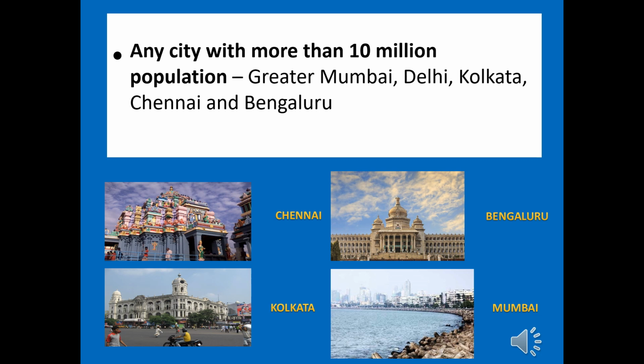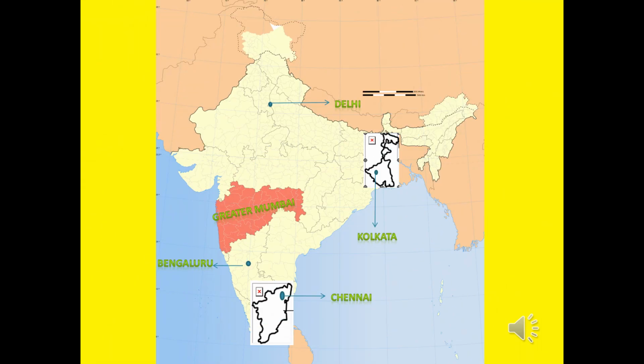Any city with more than 10 million population, here you can mark Greater Mumbai, Delhi, Kolkata, Chennai and Bangalore. You can mark these places on the map like this.